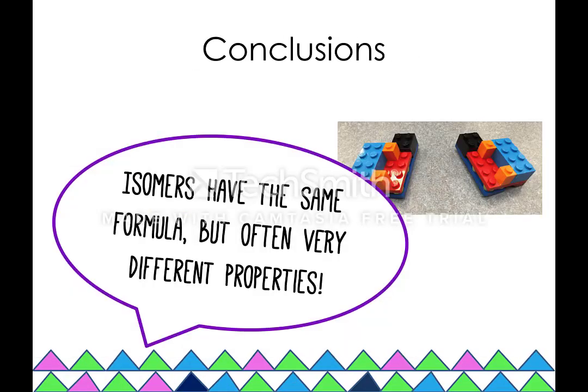Okay, so just in conclusion, isomers have the same formula or the same composition, but very different properties depending upon whether they're geometric isomers or structural isomers. They can have very big differences in properties.